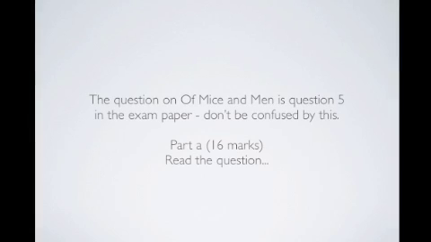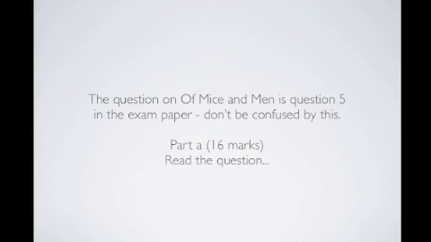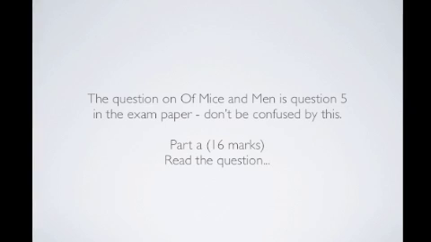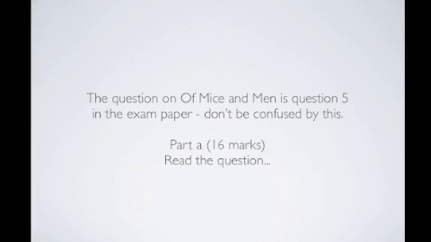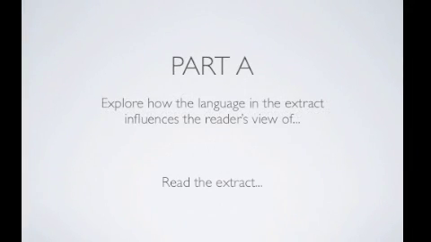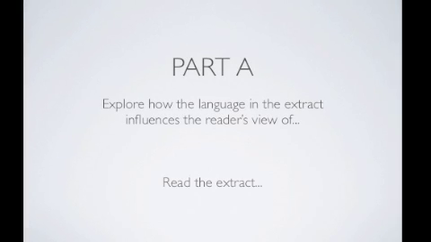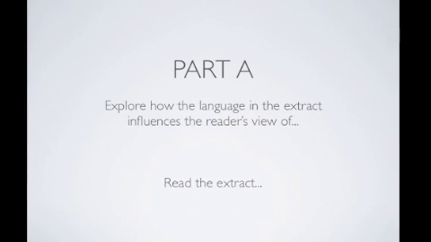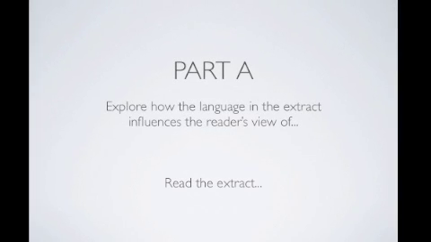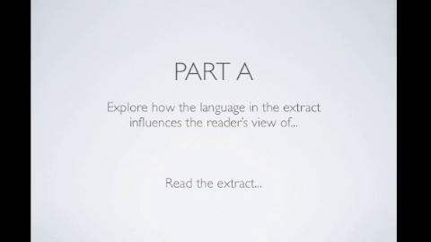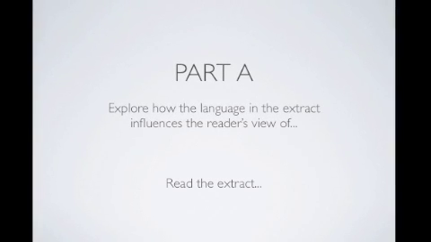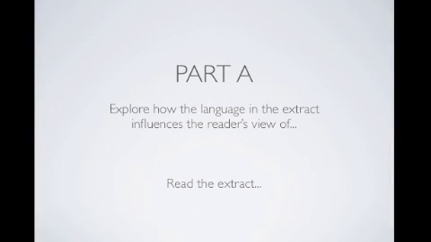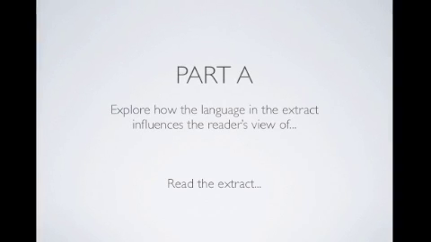And then the first thing I would do is read the question through so you know what to focus on in the extract. Part A is worth 16 marks. The question will always be worded like this: explore how the language in the extract influences the reader's view of, and then it might give you a character's name or a relationship or a setting that you're seeing or a key event that's happening.